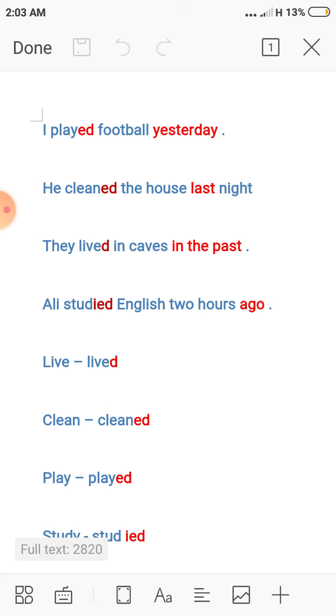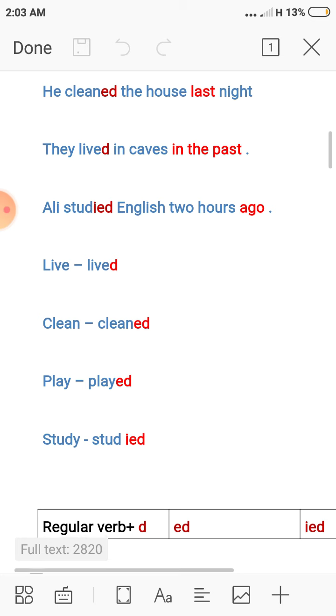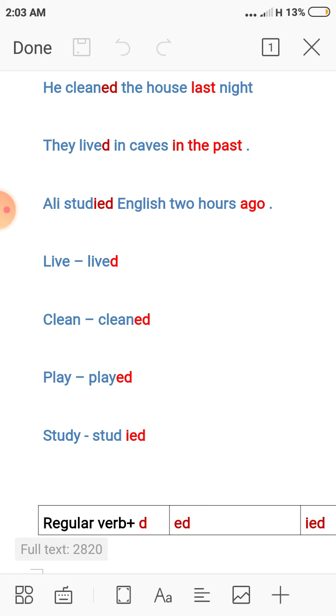Look at these verbs: played, cleaned, lived, studied. They are verbs in the past simple tense. Live became lived, clean became cleaned, play became played, study became studied. For regular verbs in the past simple tense, we add d or ed or ied. We always add ed to the verb, like clean, cleaned. If the verb ends with e, like live, we add d only.